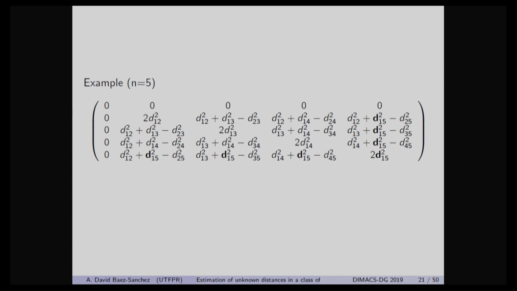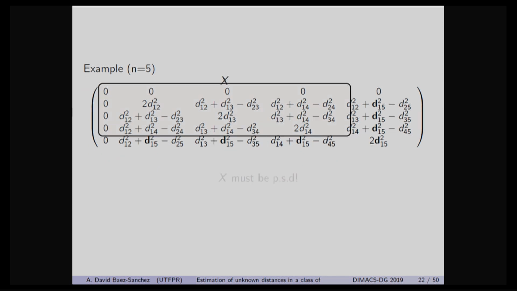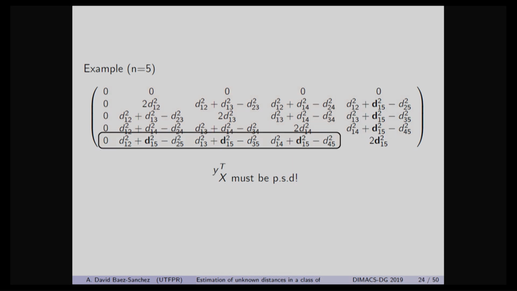This is the matrix L transpose DL. This is how it looks like. Now this first part is all known, and this is where the unknown value is, this bold value here. This is the X matrix. And one observation is that this matrix must be positive semi-definite, because this is twice the Gram matrix for the known data. This is the same multiplication, minus LD, for the known part of the data. So this is positive semi-definite. This is the vector Y, this is Y transpose.